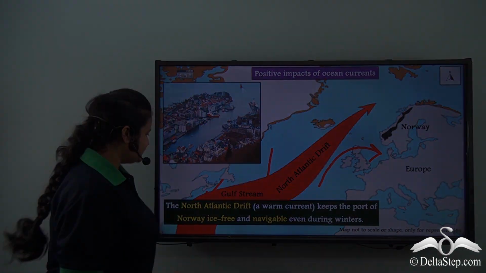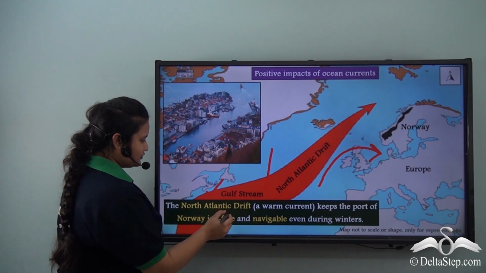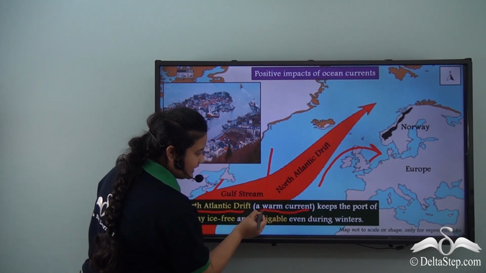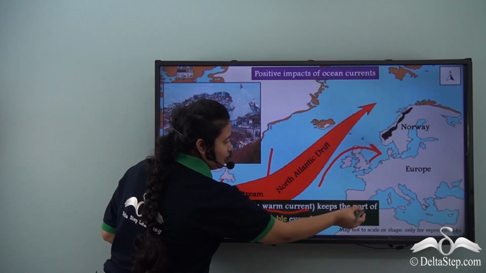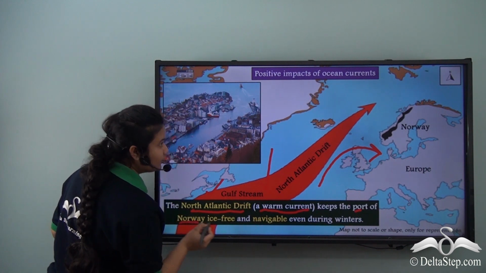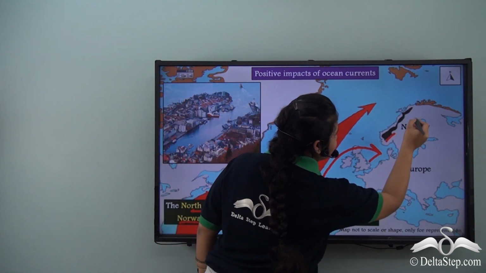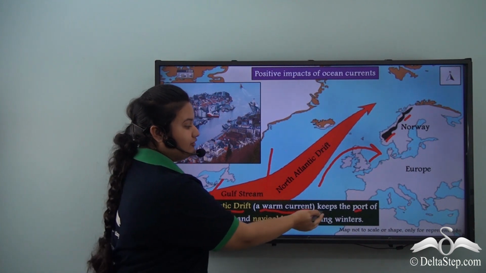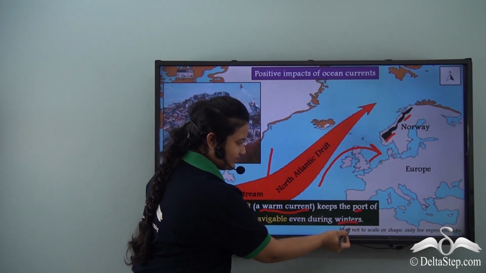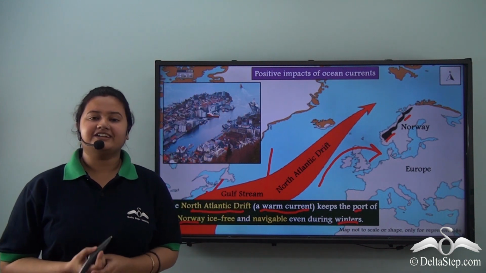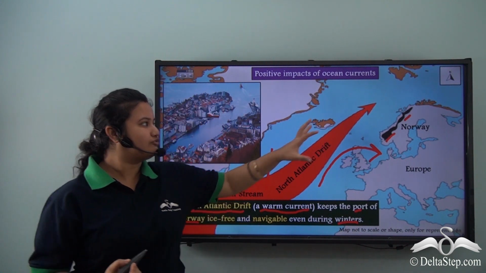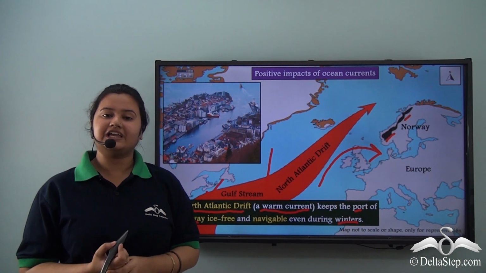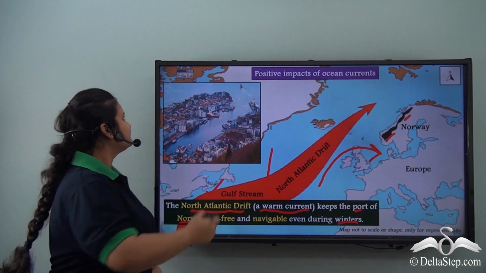Therefore, what happens? The North Atlantic Drift, being a warm current, keeps the port of Norway, situated here, ice free and navigable even during winters. That is, the current does not allow the ice to form in this region, and therefore the port is navigable even during winters.